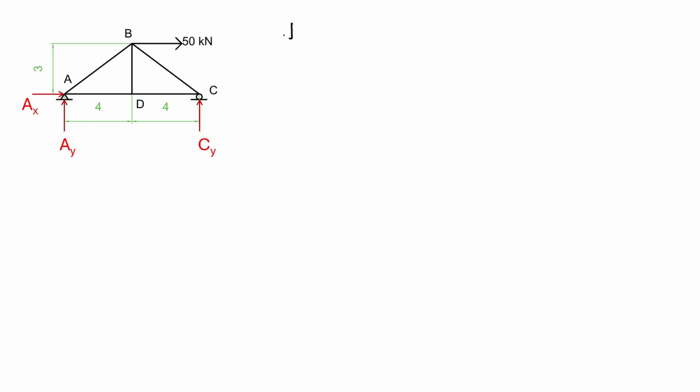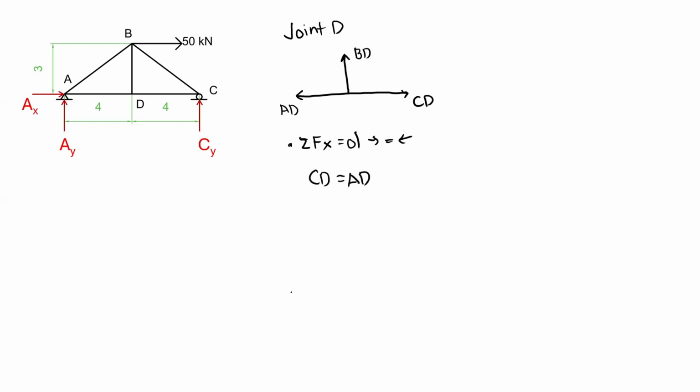Then lastly, analyzing joint D. Here are the internal members connected at joint D. We have BD. We have also ED and CD. There are no external forces or reactions connected at joint D, so you can compute now the equation using summation of forces horizontal equal to 0. Going to the right equals going to the left. So we have CD is equivalent to AD. Rearranging, we have AD minus CD is equivalent to 0. So this is our equation number 7.